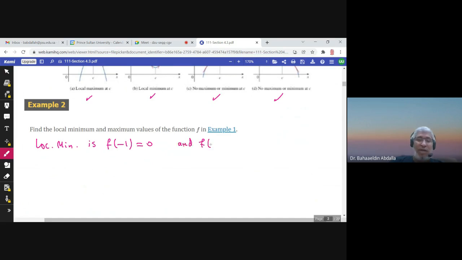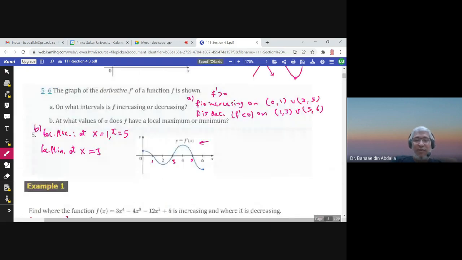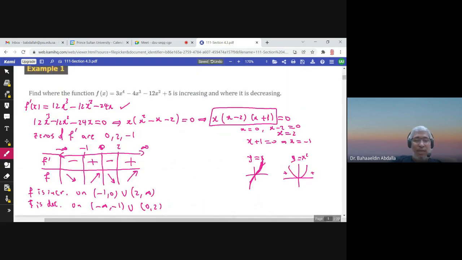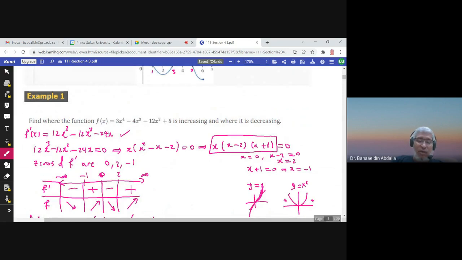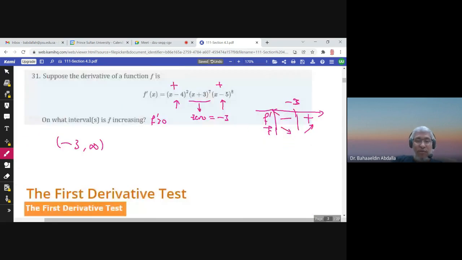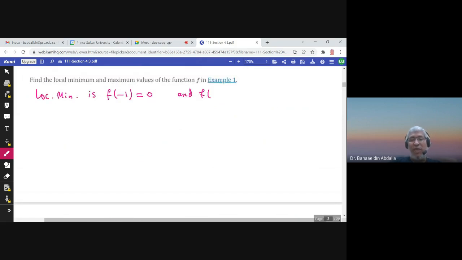Another local minimum is f of 2. And also you can find f of 2: 3 times 2 to the power 4 minus 4 times 2 to the power 3 minus 12 times 2 to the power 2 plus 5, which is -27. So f of 2, which is -27, is a local minimum. So we have two local minima for this function.